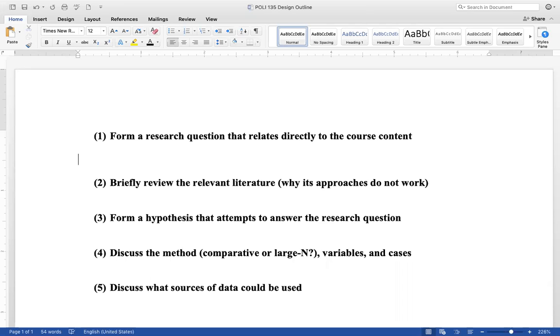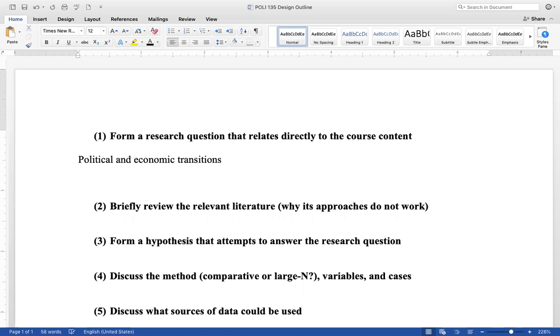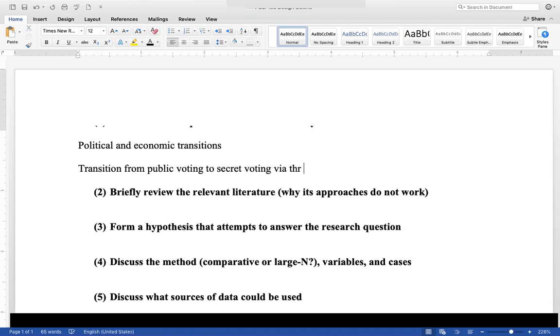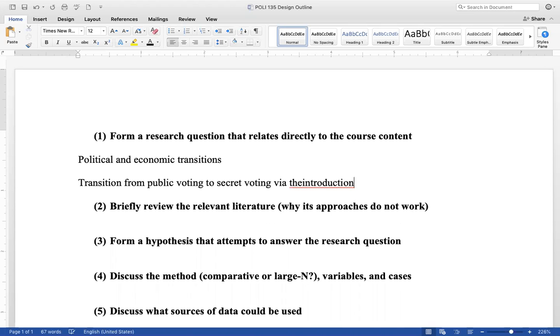And for me, what's exciting is political and economic transitions. And so the topic that was interesting for me is the transition from public voting to secret voting via the introduction of a secret ballot.